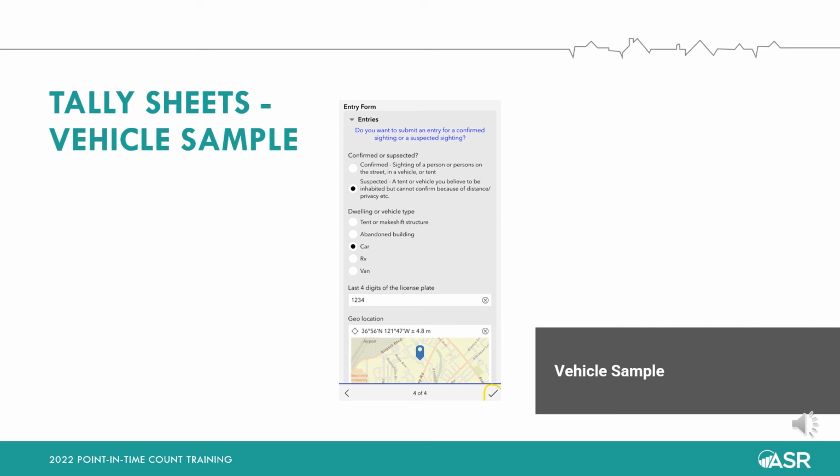After that, you would submit the entry by pressing the check mark at the bottom right corner of the screen. We take the privacy and confidentiality of people experiencing homelessness seriously. Please note that vehicles are not traceable or able to be tracked down using these numbers. Additionally, these numbers are only for use by the research consultant team of Applied Survey Research and will not be shared with any persons, organizations, or authorities outside of ASR.